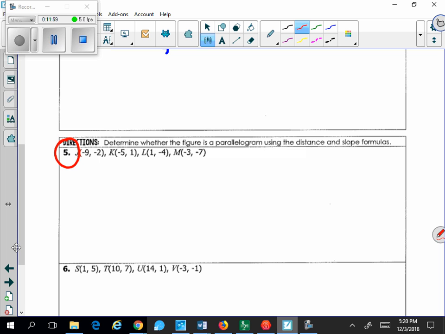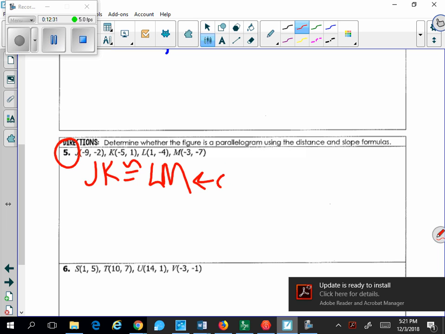It's saying determine whether the figure is a parallelogram using the distance and slope formulas. You're basically putting those last two things that we did and mashing them together. This is method 3 from page 3 of your notes, if you want to glance back at that. What you're saying is you want to say that the pair of opposite sides is both congruent and parallel to one another. So you need to say that this is true using the distance formula. Sorry about that.